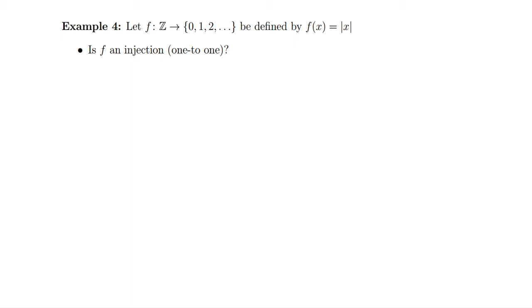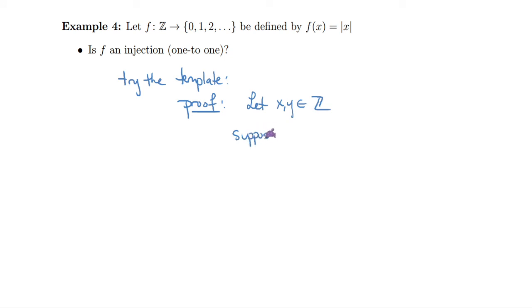Well, to be an injection, you could try to follow the template. So proof: let x and y be in the domain, and suppose f of x is equal to f of y. Then you want to show x is equal to y. So this is just following the template. What is f of x? Well, f of x is the absolute value of x. What's f of y? That would be the absolute value of y. And now you're trying to show that x is equal to y.